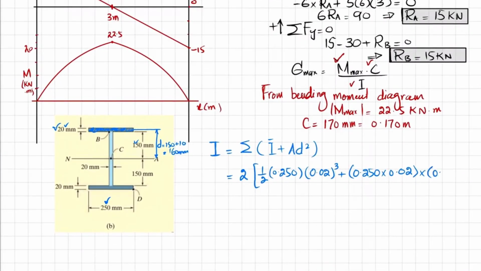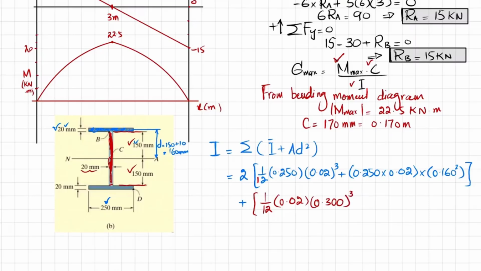So 160 millimeter is actually 0.160 meter, and it will be a square. Plus we have the middle portion. Now you can see the middle portion is this web one, and its moment of inertia will be equal to 1/12, not 1/2. So 1/12 B, its breadth is 20 millimeter, so 20 is 0.02, and its total height from this till this is 150 plus 150, which is 300, and that will be equal to 0.300 whole cube.